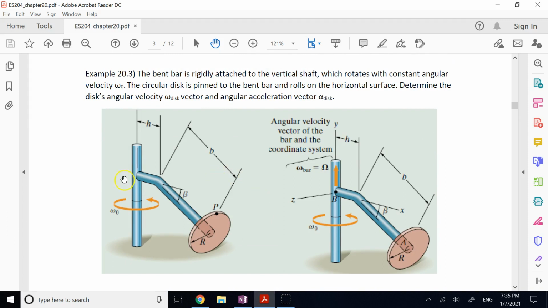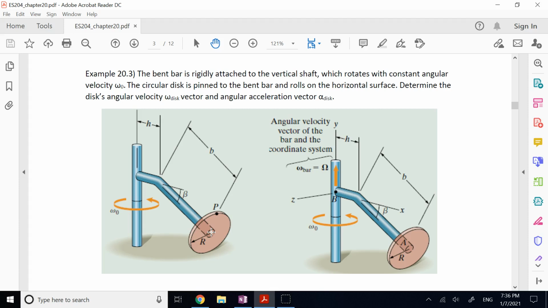So here you have an interesting example: a bent bar, and it is attached to this vertical shaft. Here it is welded. So when this vertical shaft rotates with angular velocity omega naught about the y-axis, this bent bar does rotate with it. And then at the end of this bent bar, you have a circular disc that can spin about this axis, and it is in contact with the ground, so it can have a rolling motion without slipping.